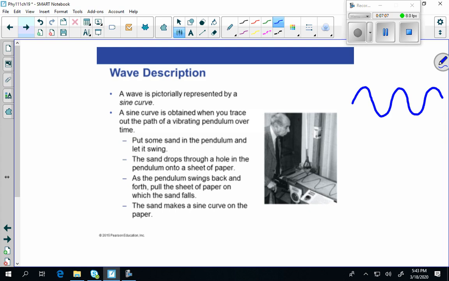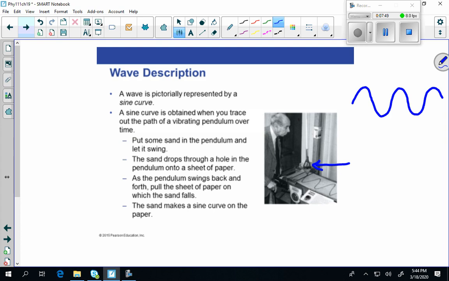You can get that if you were to trace out the path of a swinging pendulum over time. So I want you to picture this. Say that I have this pendulum, just like in the picture here. This is the bob of the pendulum, and say that I filled it with sand and it had a little hole, or you could picture that I put really wet ink right on the tip of it, and it's just barely touching the paper, not enough to affect its movement, but it's touching the paper.